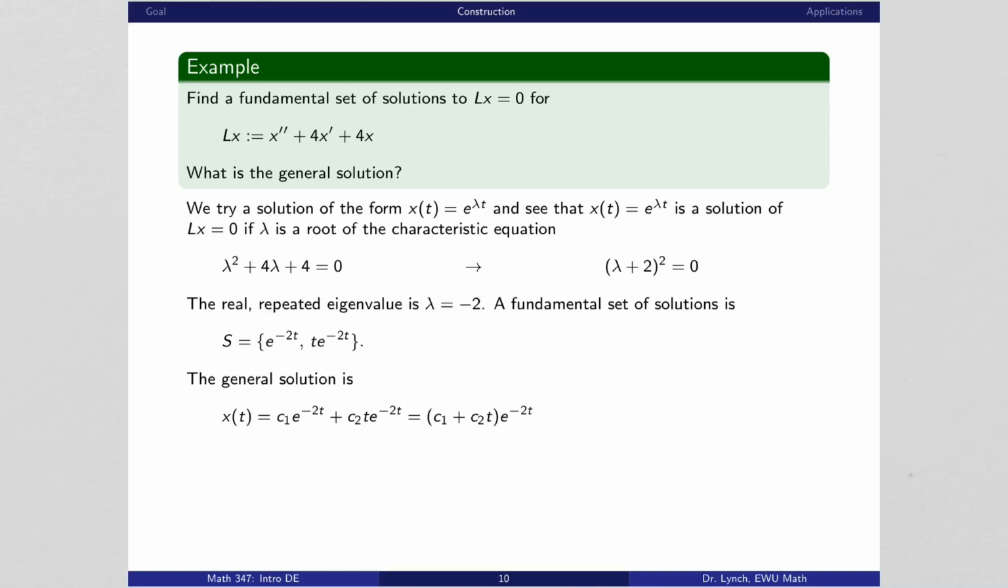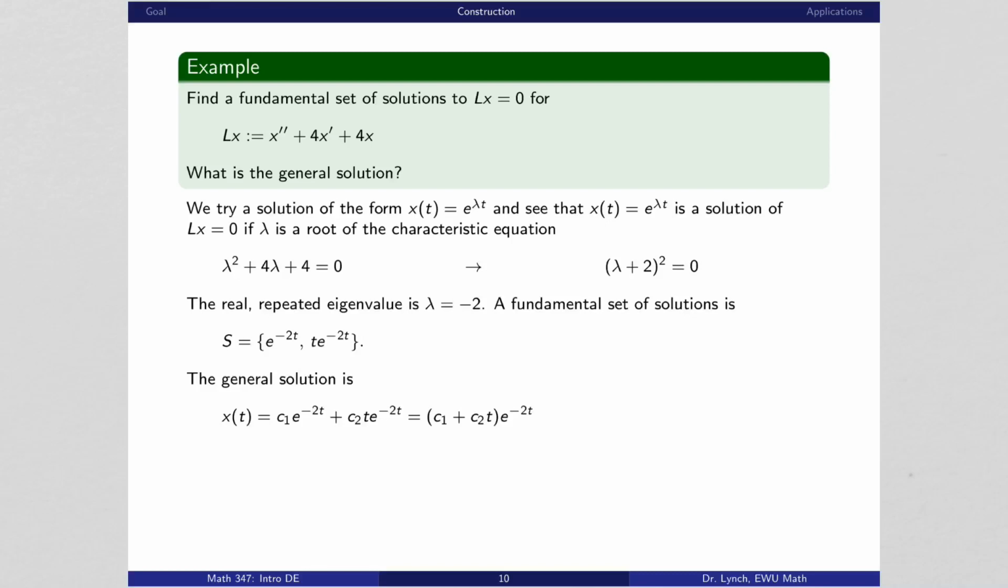The real repeated eigenvalue is lambda equals -2, so that a fundamental set of solutions is given by e to the -2t and t times e to the -2t. Again, the general solution is a linear combination of those two linearly independent solutions, which we've written here in factored form as c1 plus c2 t, all times e to the -2t. Again, that's the expected two-parameter family of solutions. And again, it's the general solution in the sense that we could use that form to correctly satisfy any given initial value problem.